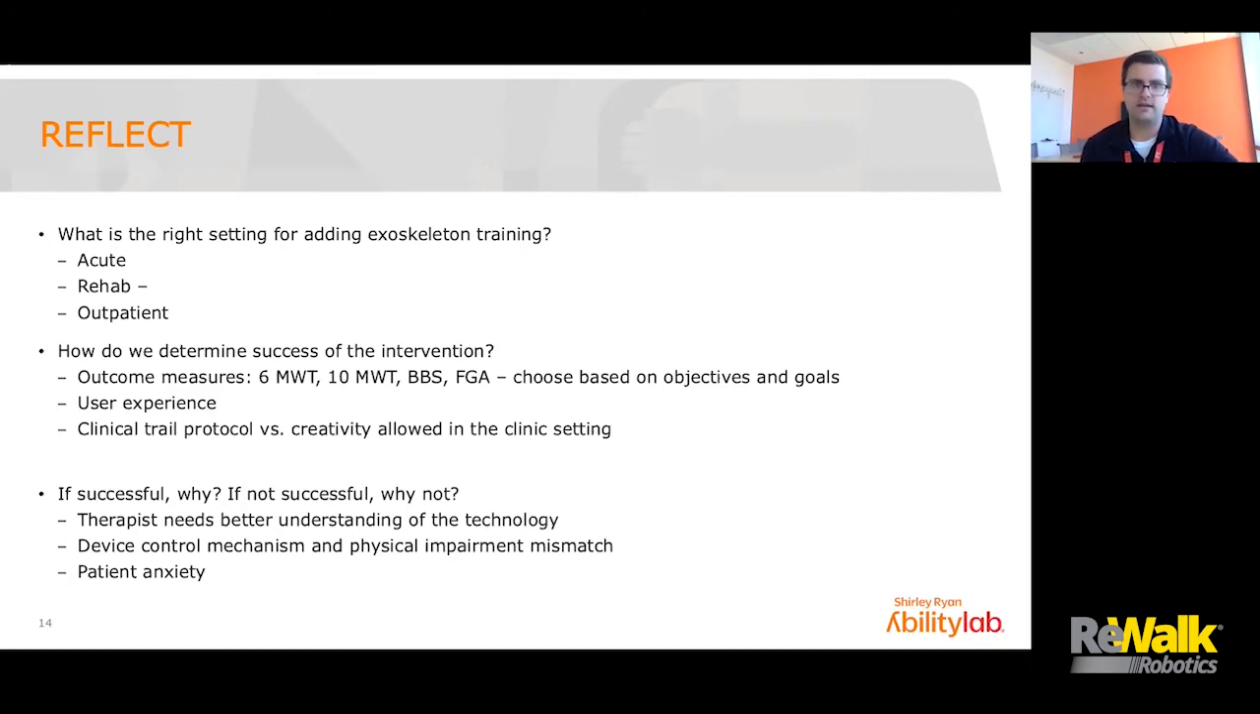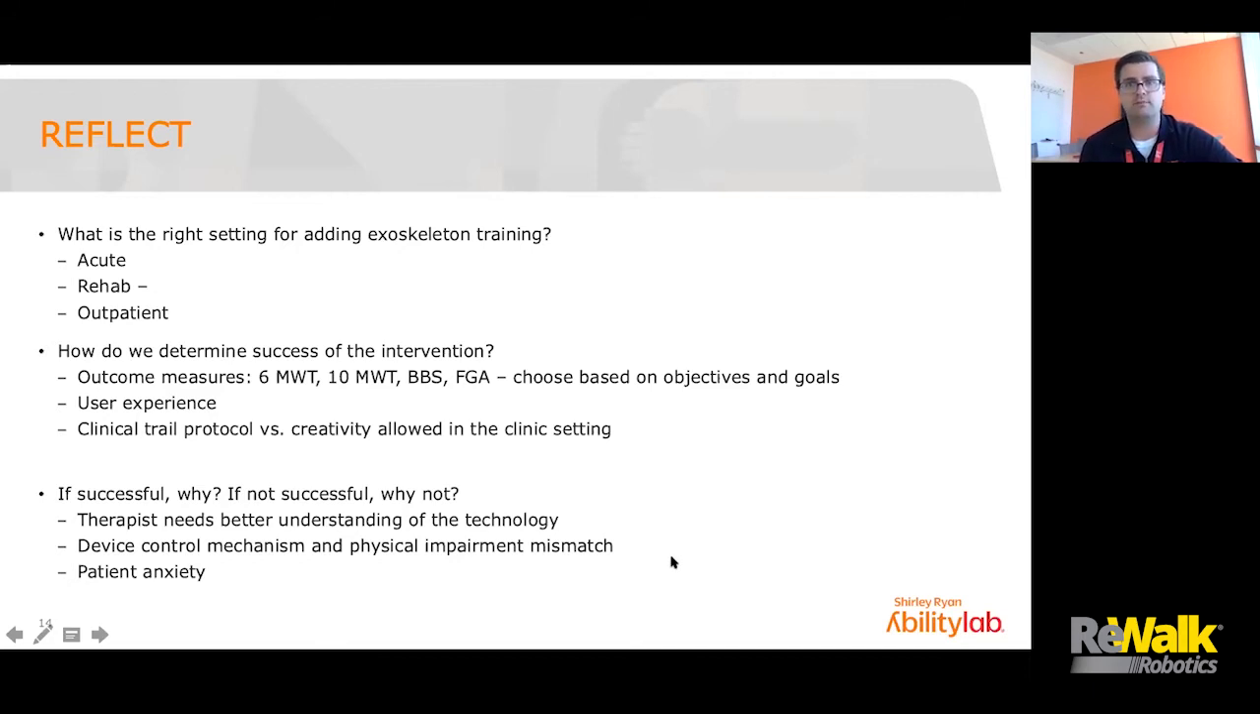And in the clinical setting, if you aren't having success, you can just change on the fly, or you can adapt and use a different feature. Whereas sometimes in clinical trials, the more research setting, you don't have that freedom. And then if it was successful, why was it successful? If it wasn't successful, why not? I think the second part's a little bit more obvious, but the first part is also important. What about it worked? And where do I go from here?